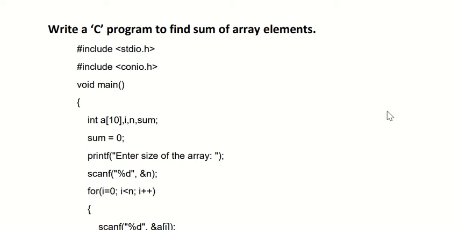Hello everyone. So today's program is: write a C program to find the sum of array elements. Basically, the meaning of this heading is that we are going to ask the user to enter 5 numbers or 10 numbers or 15 numbers, depending on the user, and then we are going to add them. So it is nothing but finding the sum of array elements.